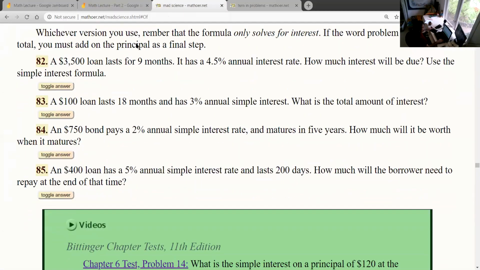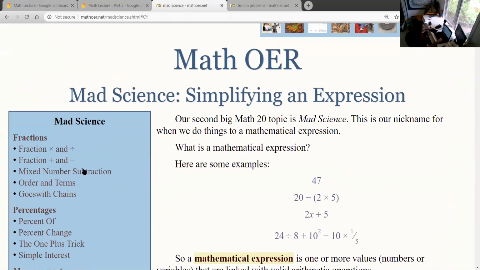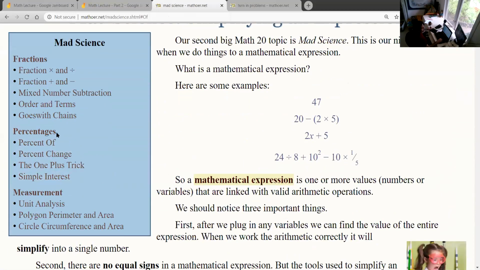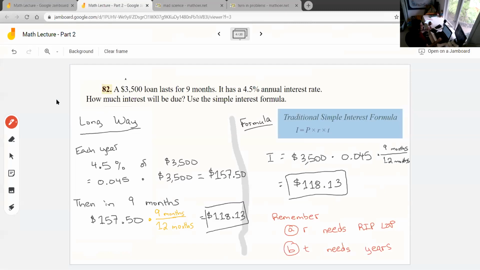Okay, so that's the end of percentages in mad science. That's as hard as we can get for taking percents and squishing them together with other numbers. We will talk in Math 25 about compound interest. If I see any of you eventually in Math 25, we'll do that. But for now, this is where we stop. Thank you. You're welcome. Have a good weekend.